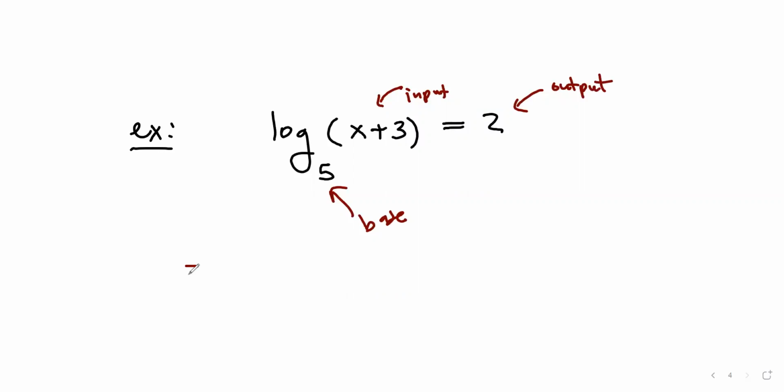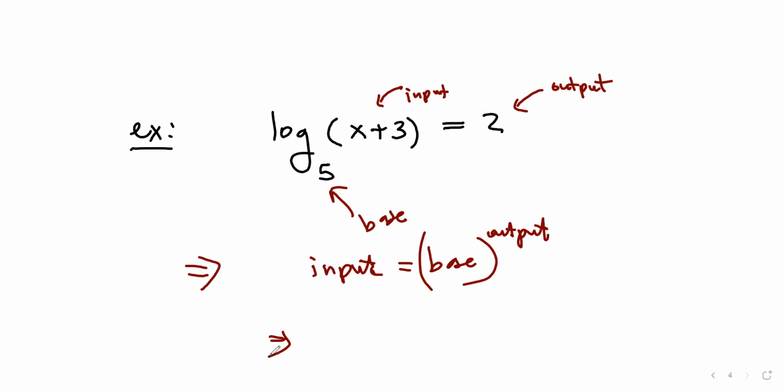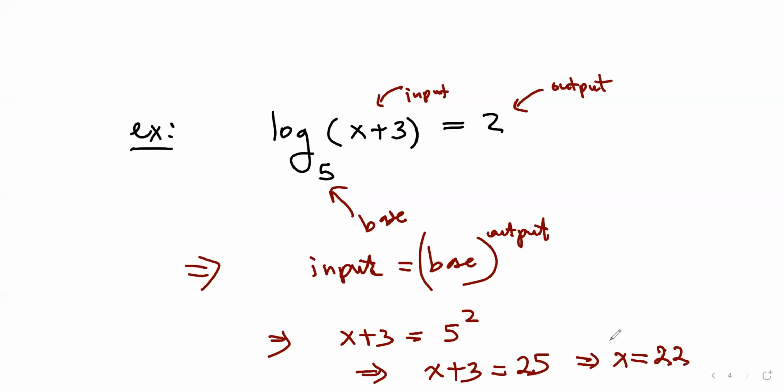When I convert it to an exponential, it will always have this form: input equals base to the output. So I'm just placing my numbers in this form. The input is x plus 3, the base is 5, and the output is 2. Then I just compute this. So x plus 3 equals 5 to the second power, which is 25. Then subtract 3 from both sides, so x equals 22. You see, it's easier to solve an equation when you convert them to each other. So it's a very useful identity.